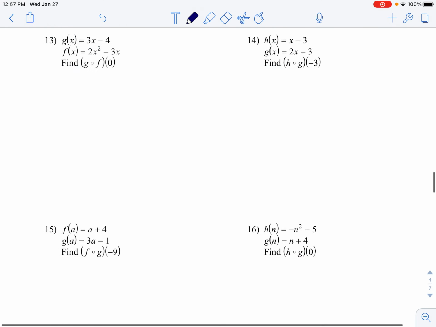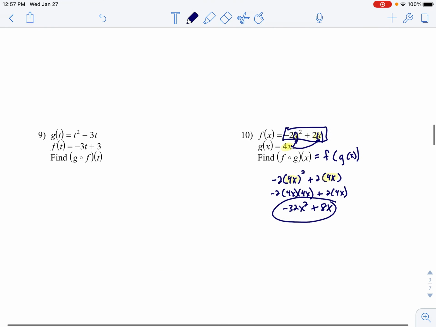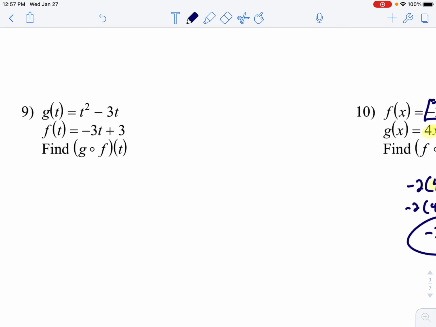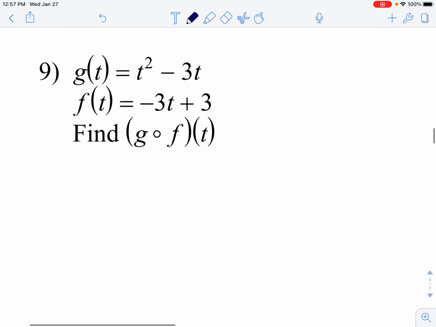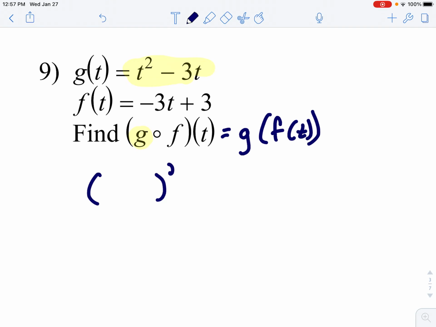Now, number 9 for you is going to be kind of similar, but also kind of tricky. So I'm going to get number 9 started. I'm just a little worried that this might frustrate you without a little bit of guidance. So g of f of t. So g is first. I need to write this function down first. T squared minus 3t. But instead of t, I put parentheses. Take the t out, put parentheses in instead. Inside of those parentheses, that's where you write the other function.